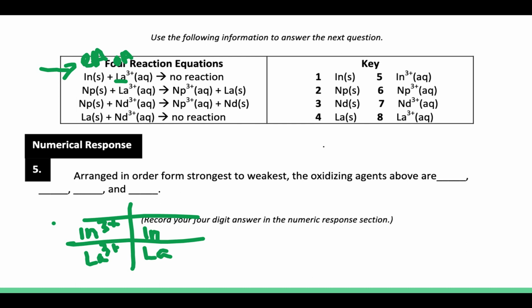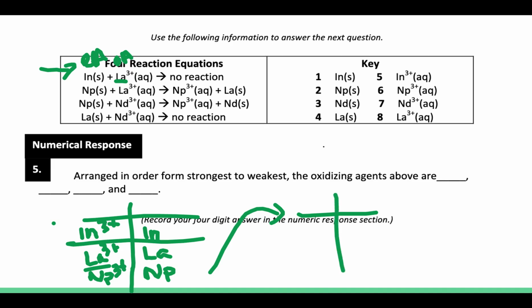Now looking at the next one where we do see a reaction, you have Np with La3 positive. So now your OA, which is already on the table, has to be higher up than your RA. So we can fill that in, and I'm just not including electrons because I'm just looking for placement. Looking at reaction 3, we have Np and Nd3 positive. So if I continued my table over here, my Np was already written, so up next would be the Nd. So I'll put that here.